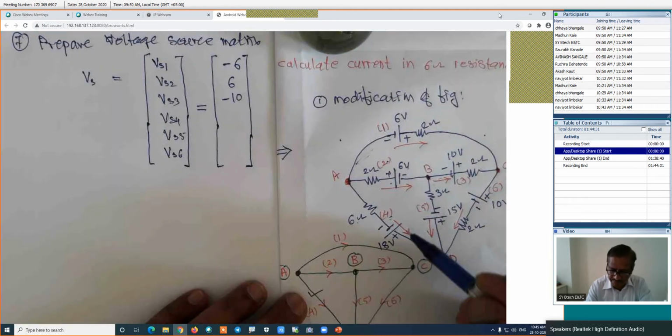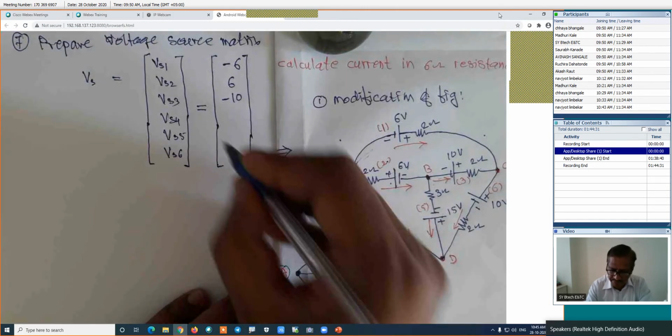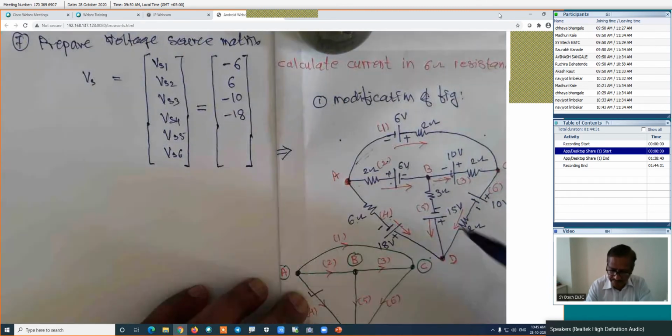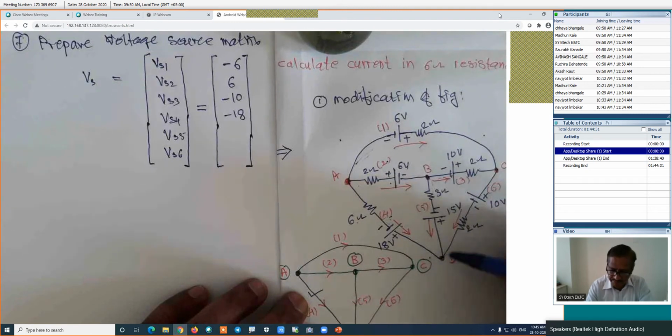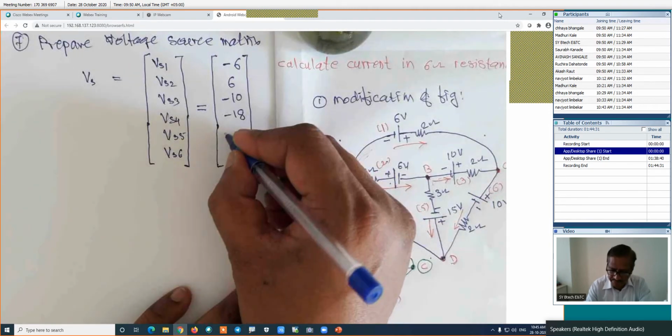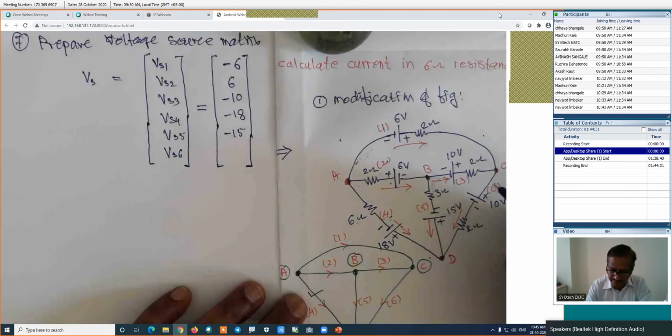For branch number 5, look at this assumed current. It is entering into the negative terminal of the battery. That's why the value of this branch source, which is the 4th, will be minus how much? It is 18. This is -18, VS4. How is VS5? In this case again, the current is downward. It enters into the negative terminal of the battery, and the value of the source is -50.